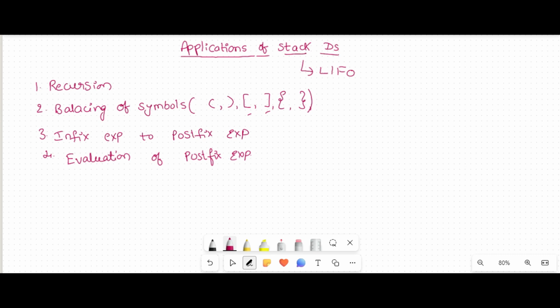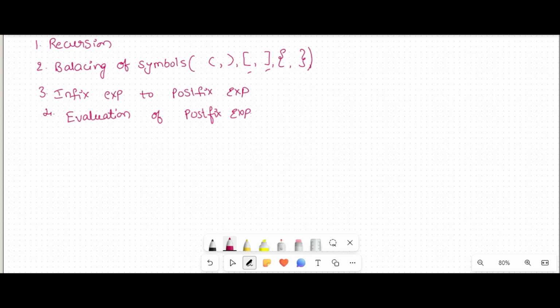So now coming to one by one. In this video we will discuss the first two applications. In the next videos we will discuss the remaining applications. Coming to the first one, recursion. What is meant by recursion? Recursion is nothing but a function calling the same function.